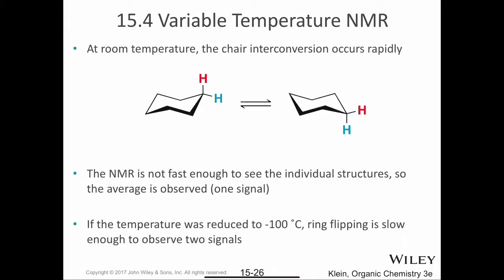What happens with cyclohexane is that at room temperature, the chair interconverts rapidly between these 2 conformations. The NMR isn't fast enough to capture these 2 individual structures, so what we see is an average of the 2. It's like a blurred photo in a way. If we were to run an NMR on cyclohexane at minus 100 degrees Celsius, we would see a difference between the axial and equatorial protons, and that's because at minus 100 degrees Celsius, the ring flipping would be so slow that we could observe the 2 signals.